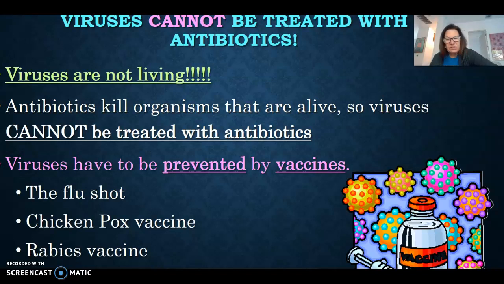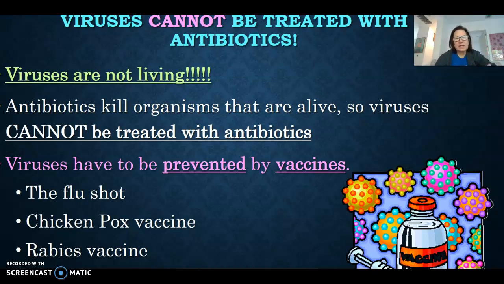Okay, so now we're looking at how viruses are treated. Viruses cannot be treated with antibiotics. That's why we're having such a hard time with the spread of the coronavirus right now, because we cannot give you antibiotics for it because it's a virus. It's not living. That's a huge difference. Antibiotics will kill something that's living, but not something like viruses that aren't living. So they have to be prevented by vaccines.